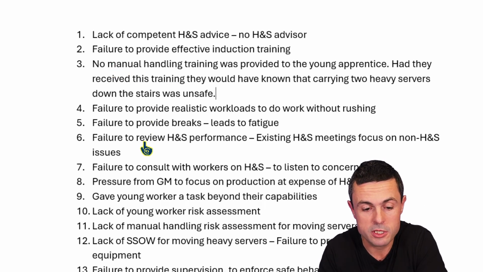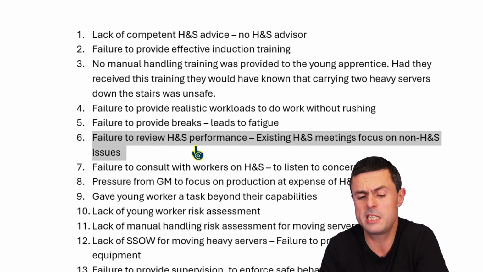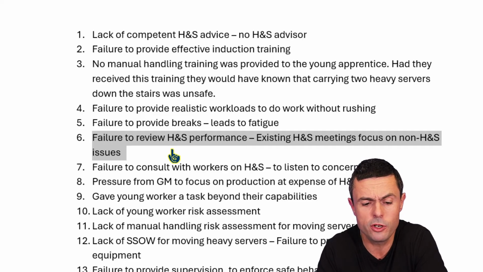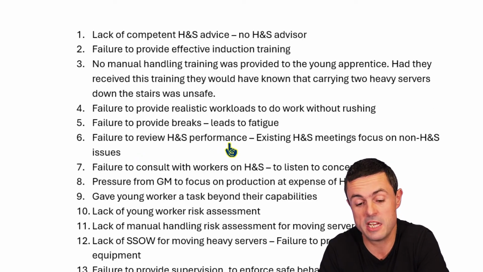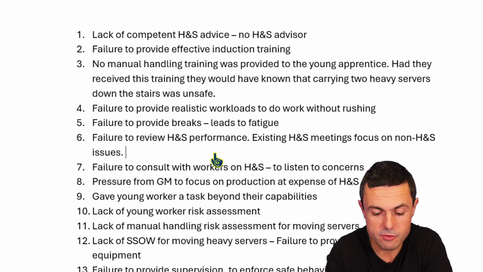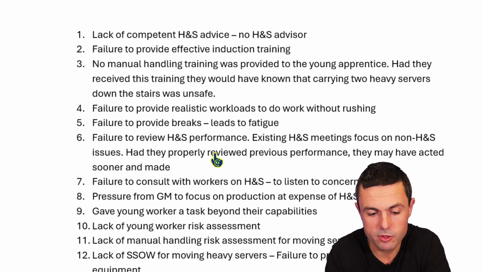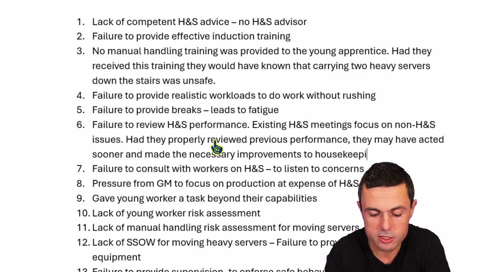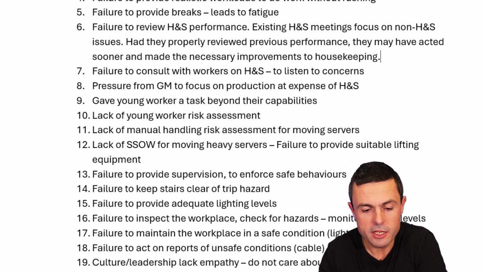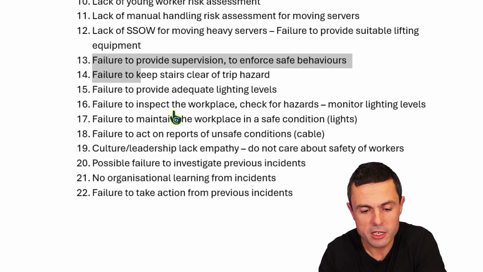What else could we say? We could say they failed to review health and safety performance. Existing health and safety meetings focus on non-health and safety issues. That's nearly good enough by itself, to be honest. Had they properly reviewed previous performance, they may have acted sooner and made the necessary improvements to housekeeping. Housekeeping. There we are. So that's kind of the level of management failures that I've spotted.